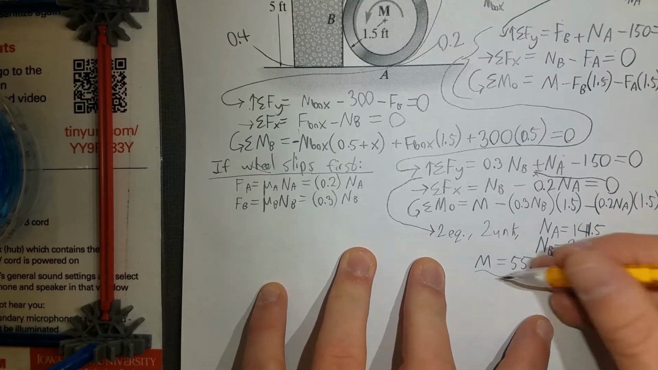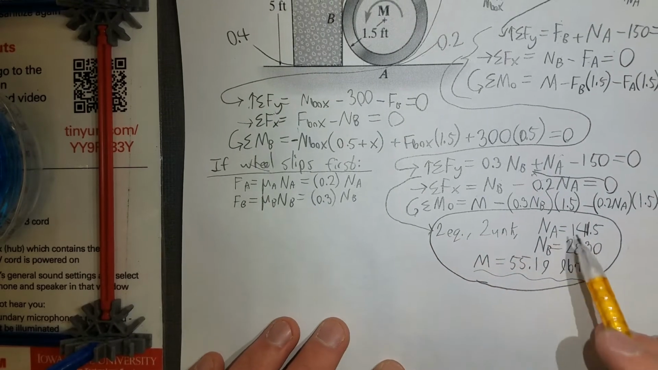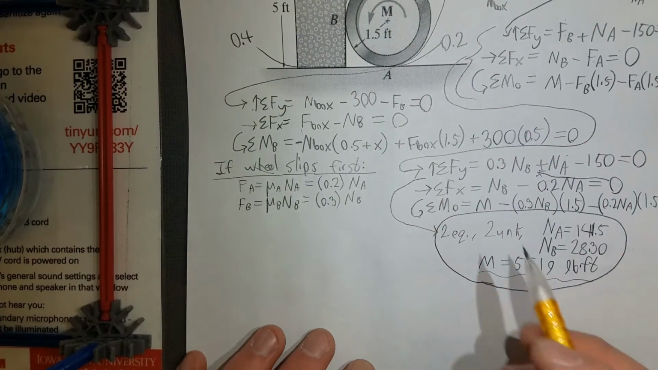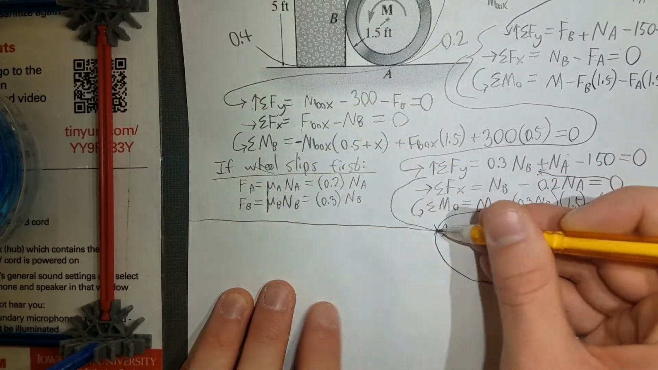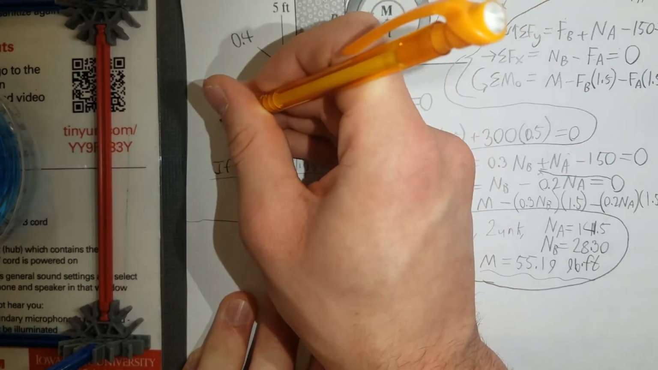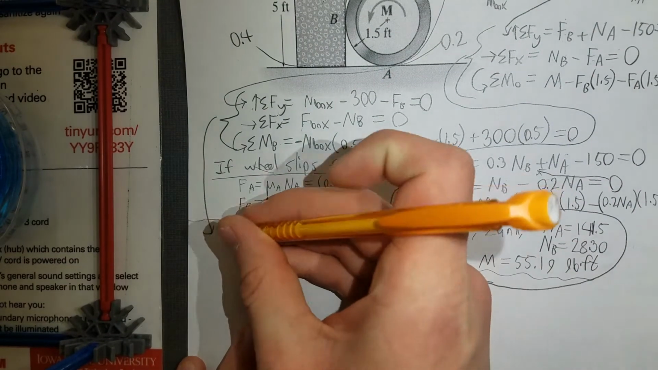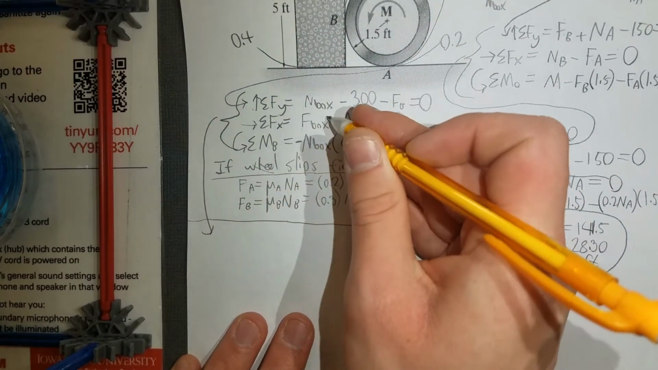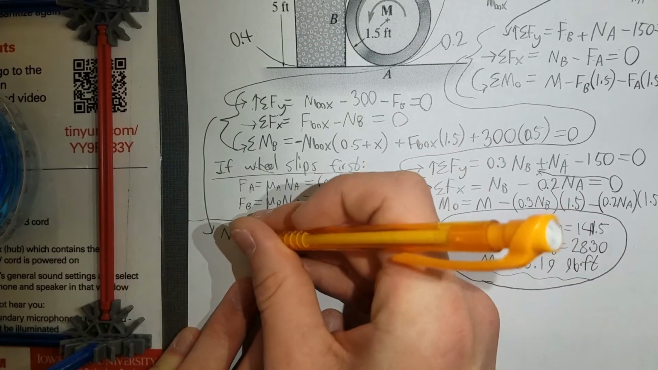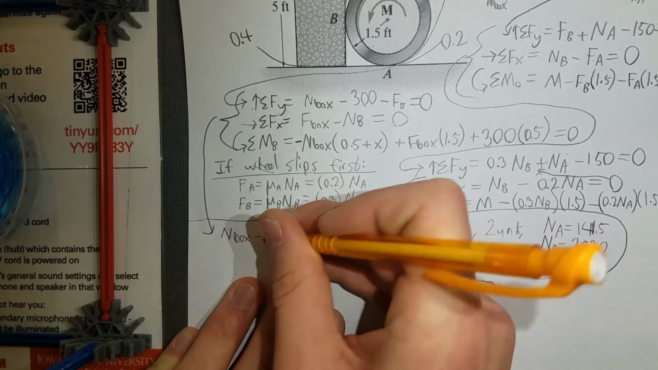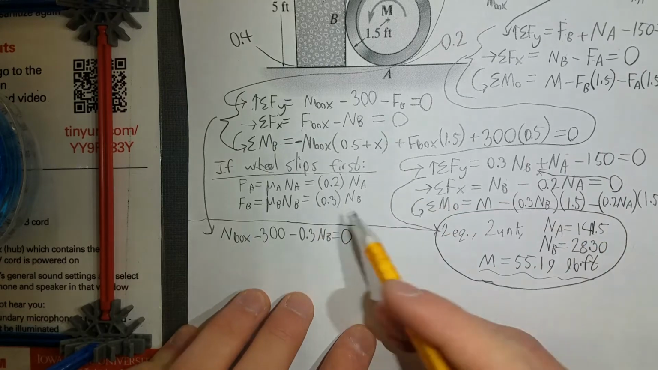And so essentially we know all these things here if the wheel were to slip by itself. And so we can go ahead and use these values in the equations we have for the box here to solve for basically the conditions of the box. So if we take a look at this first equation, we're going to get the sum of the forces in the y. We're going to have the normal force of the box minus 300 minus 0.3 NB is equal to 0.